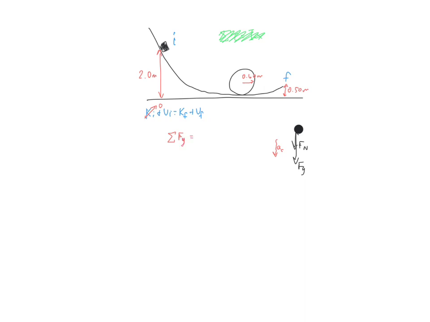Net force in the y direction equals mass times centripetal acceleration. If we make downward the positive direction, we have Fn plus Fg equals m a_c. The minimum possible speed will be where it just barely starts to lose contact with the track, so in other words, Fn goes to 0. Plug in some formulas: mg equals mv squared over r. Cancel out the m's, solve for v, and you'll get about 2.45 meters per second.